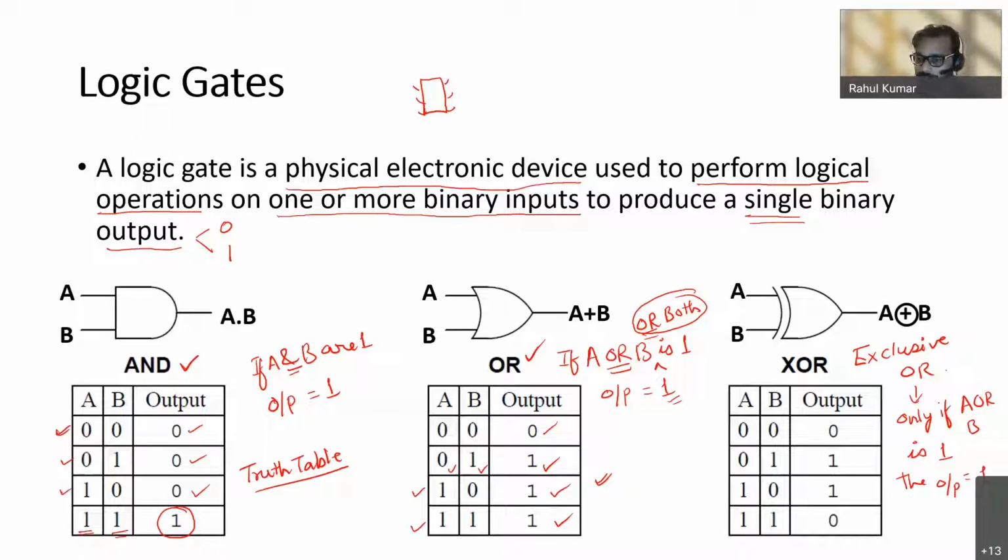Right? So B is 1, output is 1. Okay, A is 1, the output is 1. But the last case, where both A and B are 1, the output is 0. So exclusive OR means only when A or B is 1, then my output will be 1. If both A and B are 1, then my output will be 0. It will not be 1. So that is the exclusive OR gate, and OR, exclusive OR, quite simple.